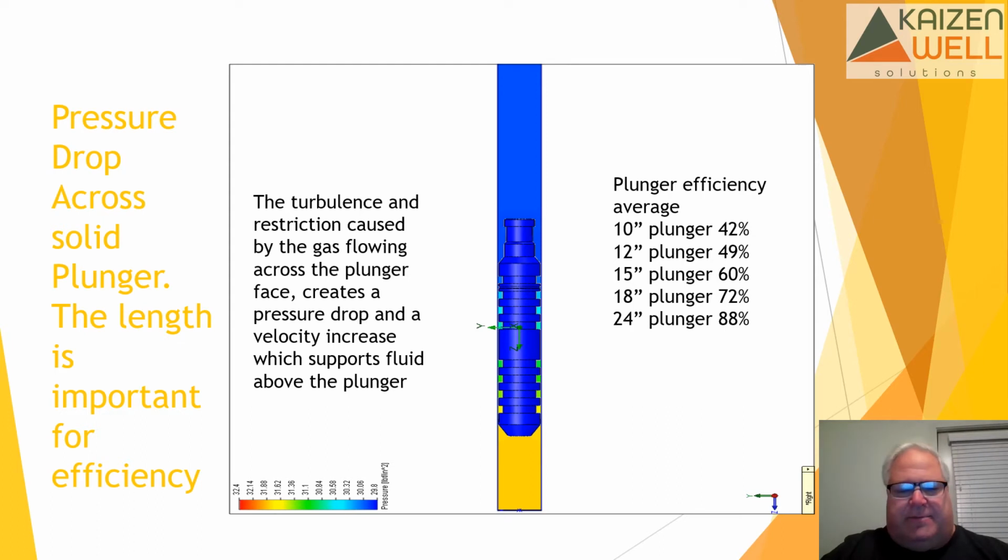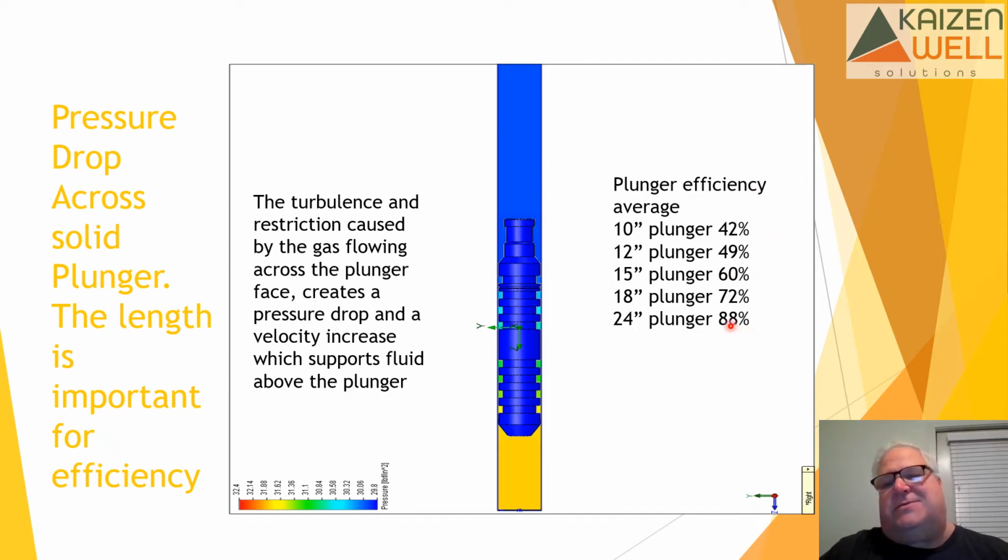An important point, mostly about a rib or a solid seal plunger, is efficiency is not just the OD of the plunger. What has an even bigger impact than the OD is the overall length of the seal surface. So from the point here to this point here, the longer that area is, the more efficient the plunger will be.